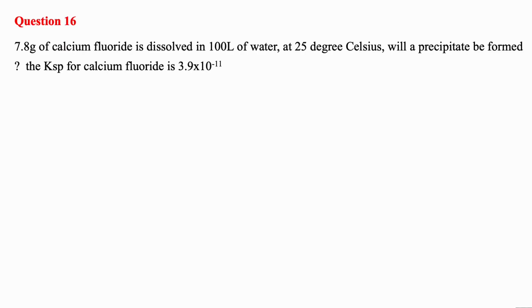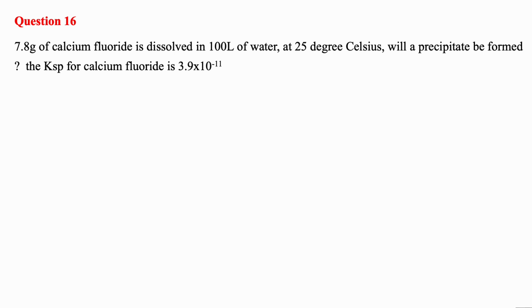So let's go to question number 16. Question number 16 is saying we have 7.8 grams of calcium fluoride, which is dissolved in 100 milliliters of water at 25 degrees Celsius. They're asking will a precipitate be formed. The Ksp of calcium fluoride was given. So the logic is the same here.